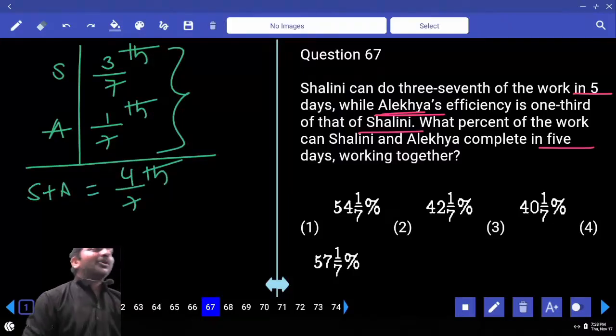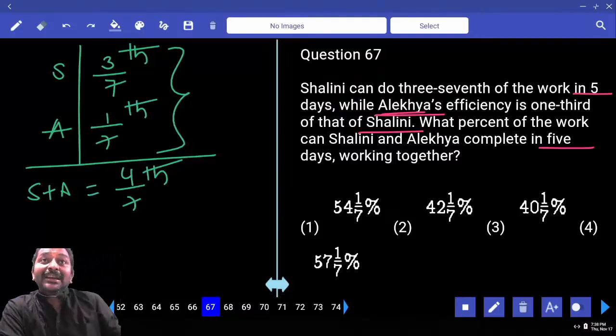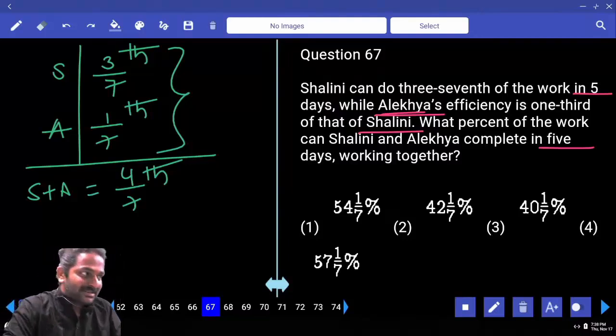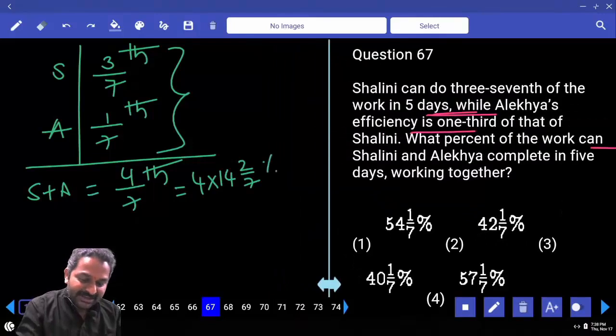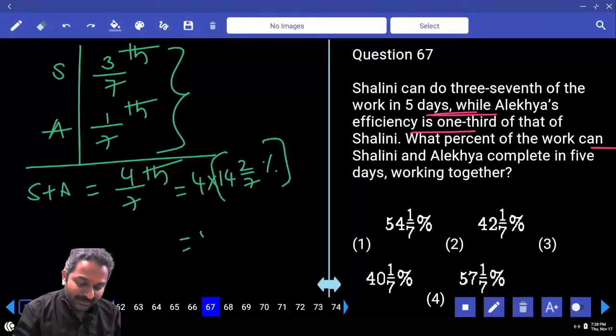Go to options, and options are in percentage. 4/7, can we write it as 4 into 1/7 value, which is 14 2/7 percentage? So the answer is 57 1/7%.